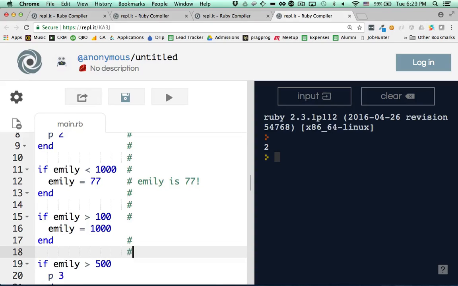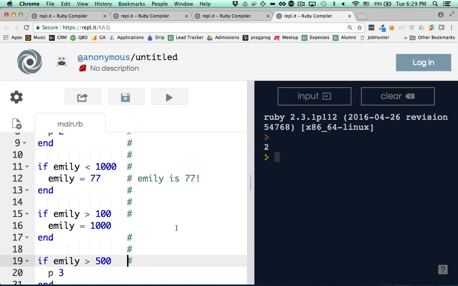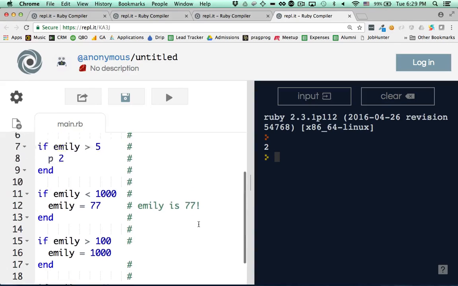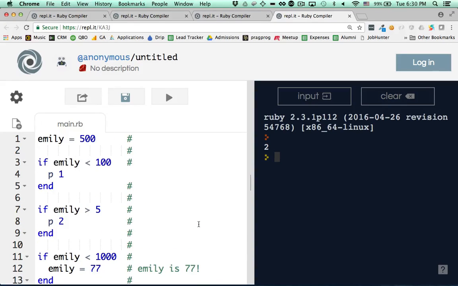On line 17, we conclude the conditional. Process line 18. If Emily is greater than 500, is Emily greater than 500? It is not. So we skip over line 20, which would have printed 3 to the terminal. This is why you don't see 3 in the terminal, because we skipped that line. And we're done. So Ruby processed everything one line at a time, top down. However, it skipped a few lines based on the conditions.